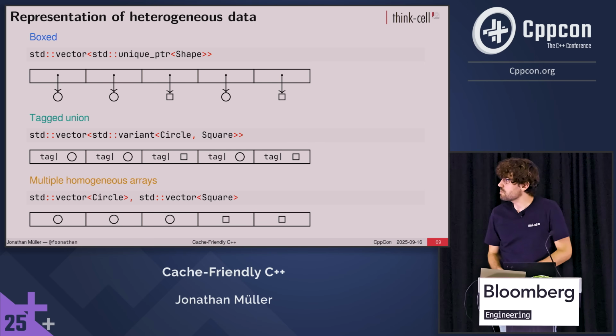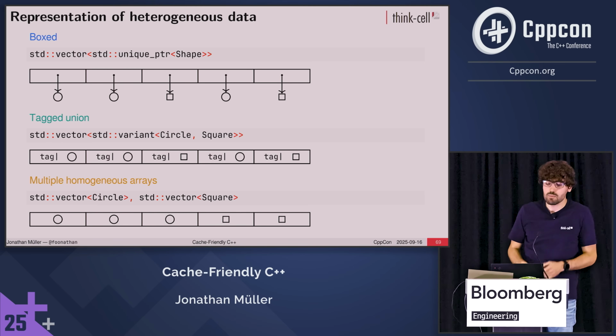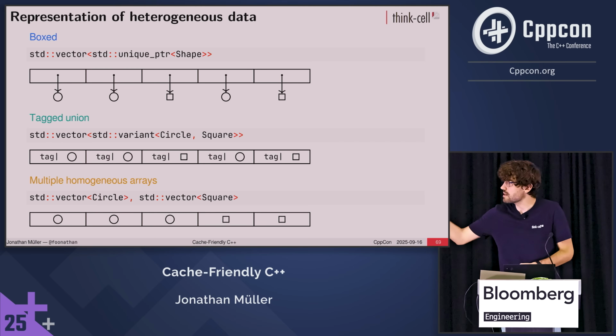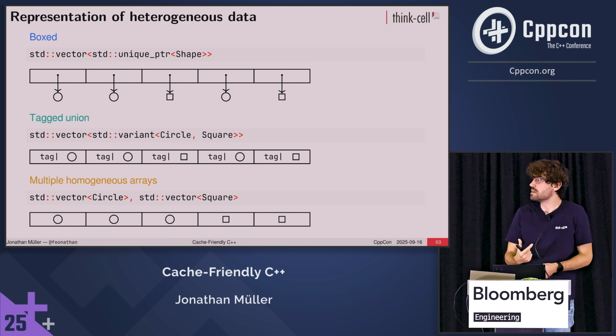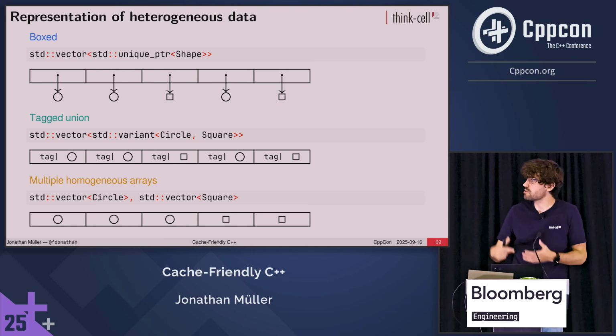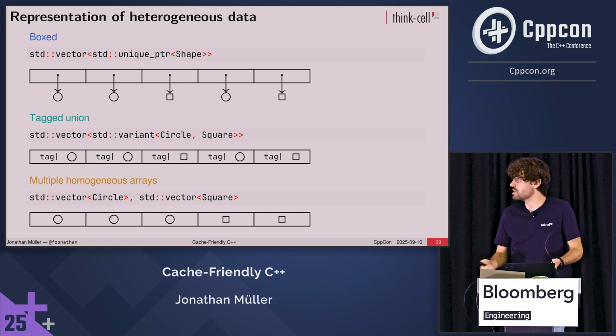The variants are a lot better because we're storing them inline, but still we've got this tag in there. So everything has a tag, which is just 1 bit, but probably it gets blown up to 8 bytes to account for proper alignment, which is really unfortunate.